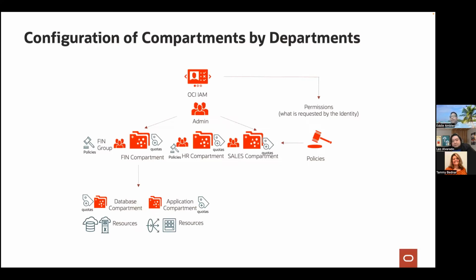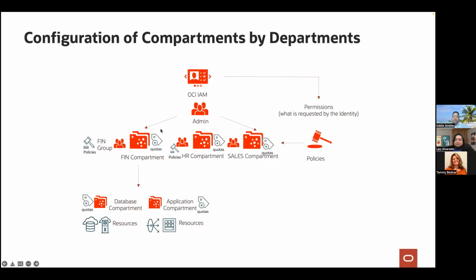Now, how do we get permissions to compartments? Anybody remember? For those of you who are saying policies, you're exactly right. We apply policies to compartments to determine what permissions are going to be available. We also can apply policies to groups, because different groups can have different permissions on this very same compartment.